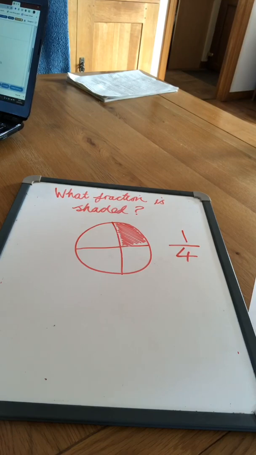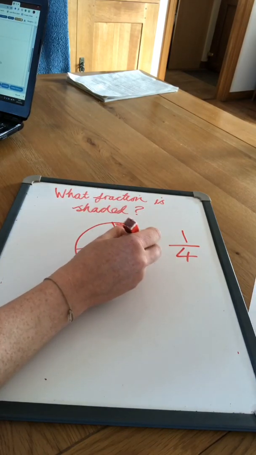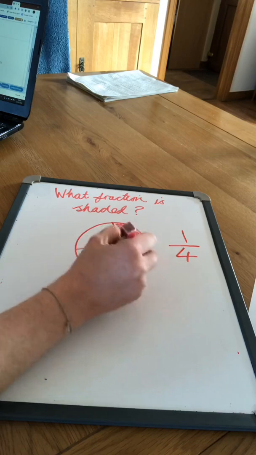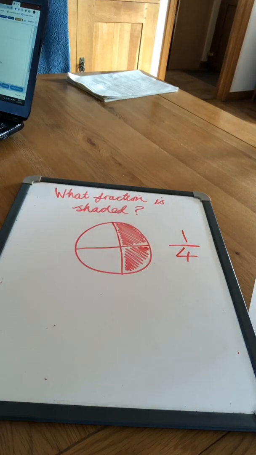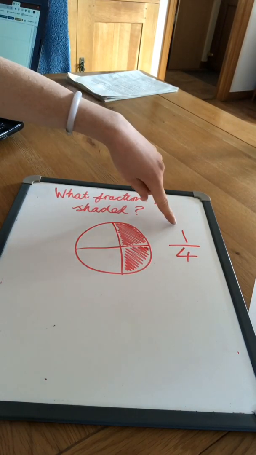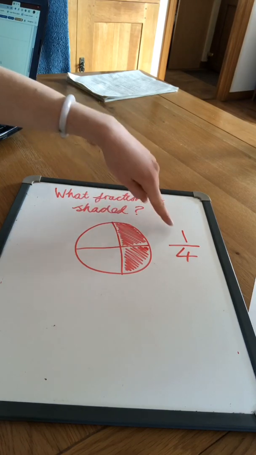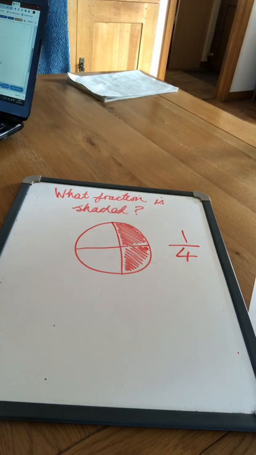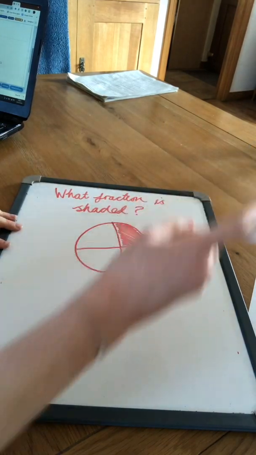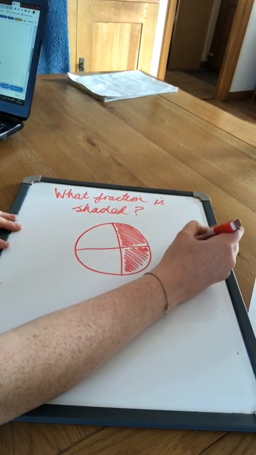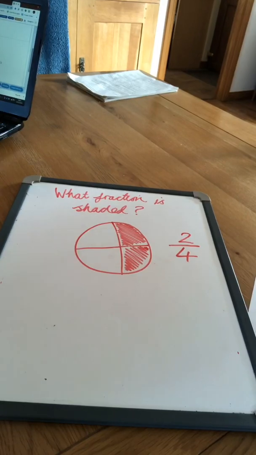Now, if we decided we needed 2 of them shaded, we would do this. We'd colour the second one in, but then that wouldn't make sense, would it? Because that's only 1 shaded there. There's 2 shaded, we've only put 1, so what do we need to do? We need to change the top number to make it 2/4, because we have 2 shaded.